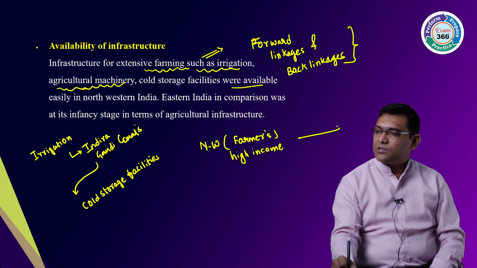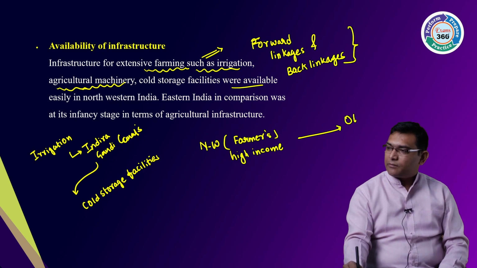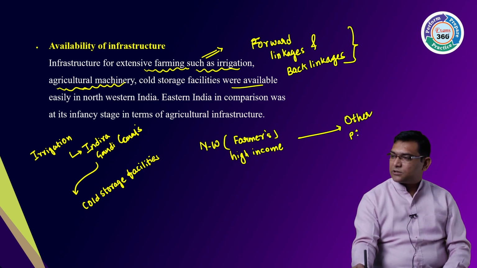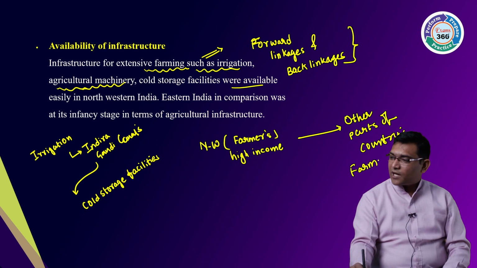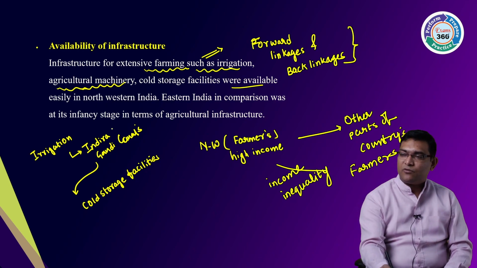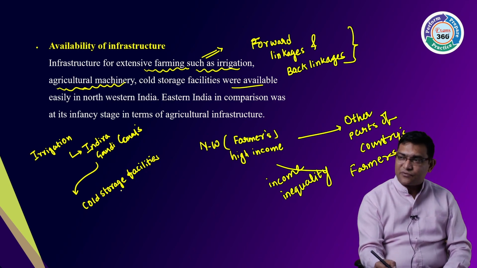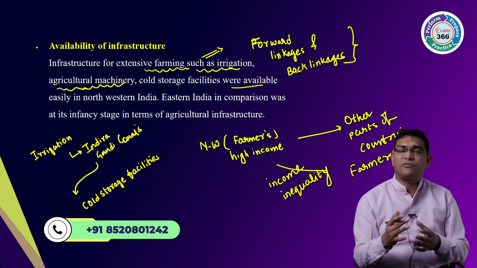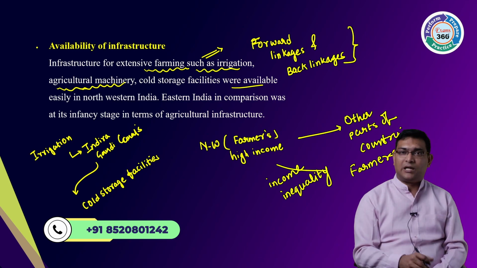So you will see that in other parts of the country, if we take the farmers, income inequality is very, very high. So they have machines, irrigation facilities, and forward and backward linkages were strong, so they prospered.